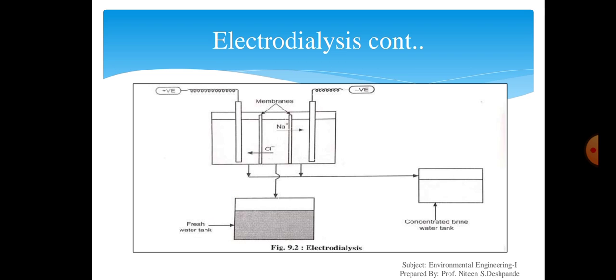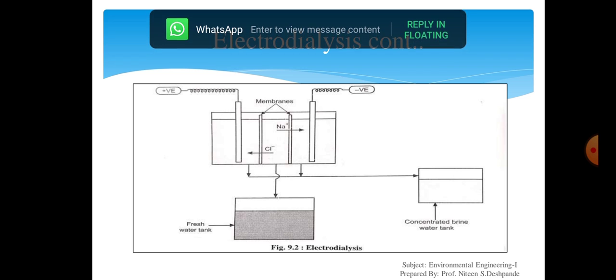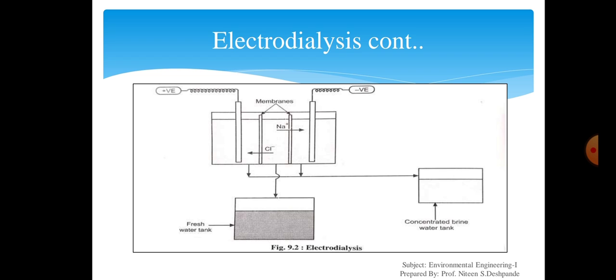Here is the diagram, or pictorial representation, of the electrodialysis process. Here you can see there is a negatively charged electrode, and the positively charged electrode is also there with the membranes. We know that the chemical formula of salt is NaCl. So Na, or sodium ions, are positively charged and will be attracted towards the negatively charged electrode, and the chloride ions are negatively charged and will be attracted towards the positively charged electrode. Hence the water will become free from the salt, and we get fresh water.